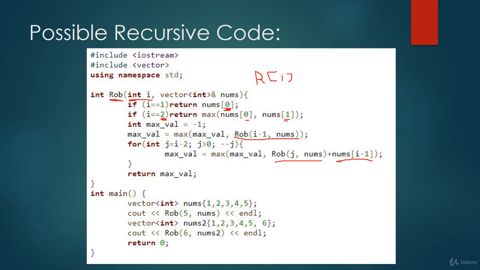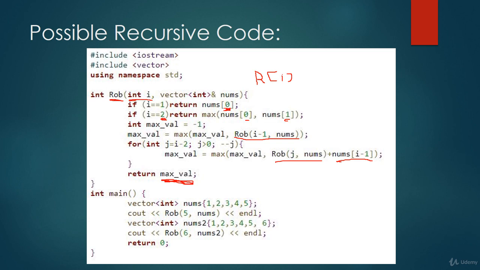Because we said nums[i-1] plus R[i-2], or the maximum of R[i-2], or R[i-3], and so on. So this takes the maximum of all of these values. Finally, we return the maximum value between these two values, and that's our sum.